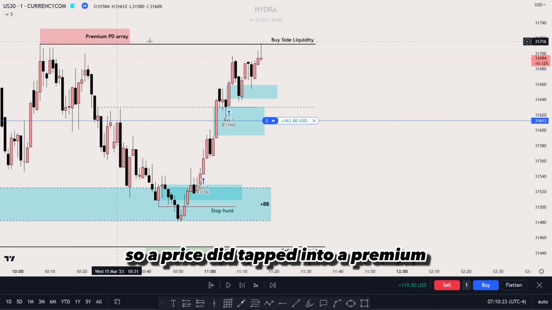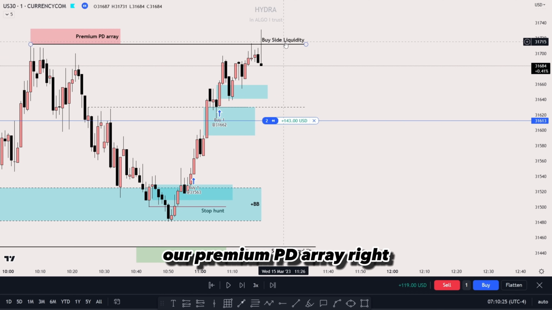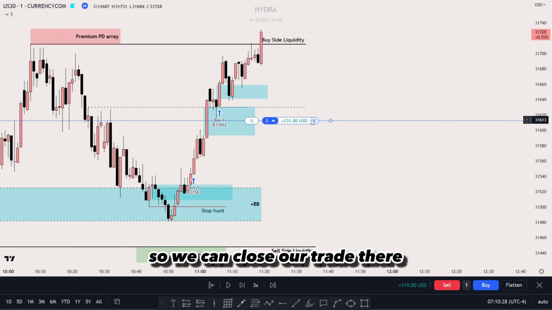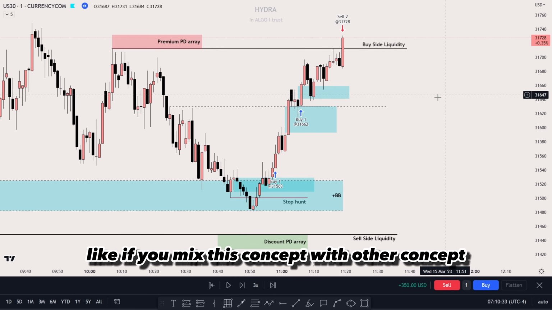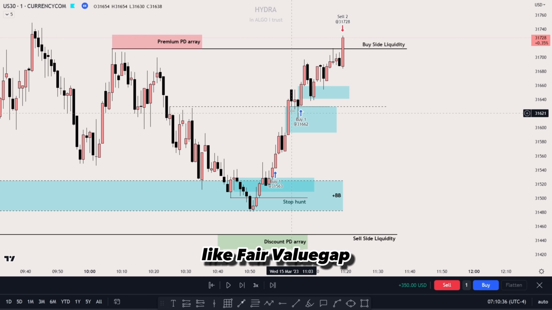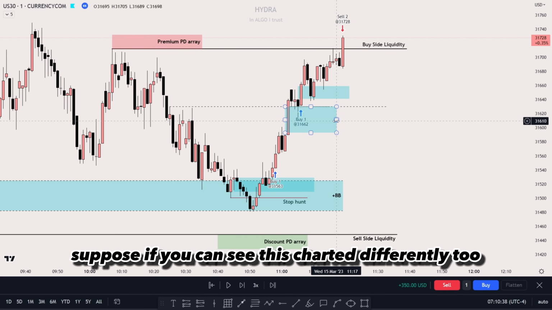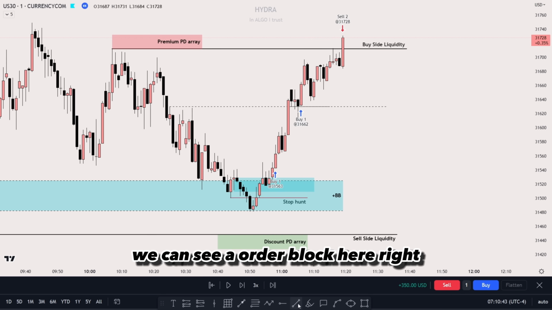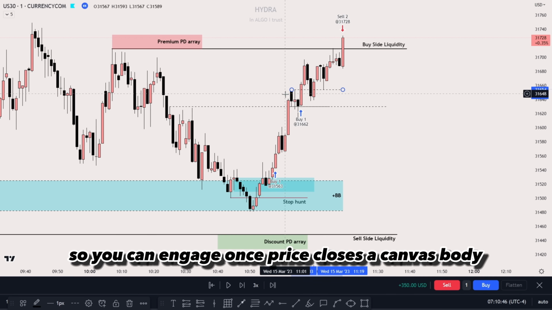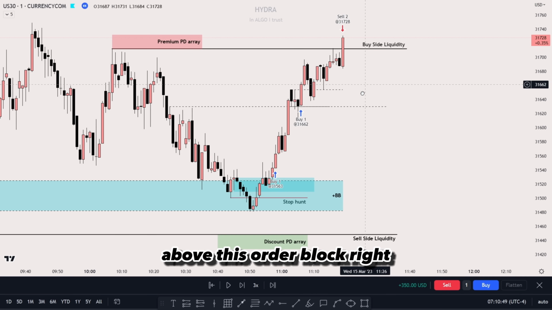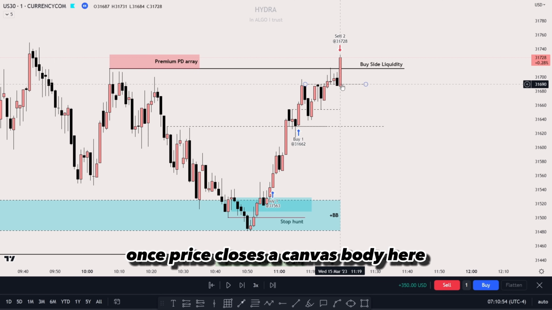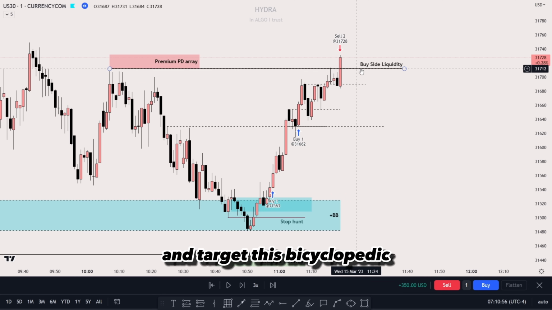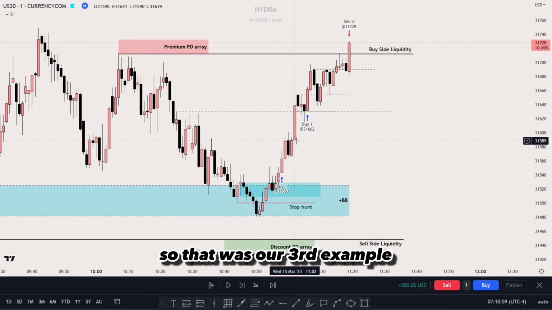So price did tap into a premium, our premium PD array, right? So we can close our trade there, and that's a very good profit. So you can see that if you mix this concept with other concepts like fair value gap, supply order block, you can see this chart differently too. We can see an order block here, right? So you can engage once price closes a candle's body above this order block, right? You can engage again and pyramid in your entry once price closes a candle's body here and target this buy side liquidity. So that was our third example.